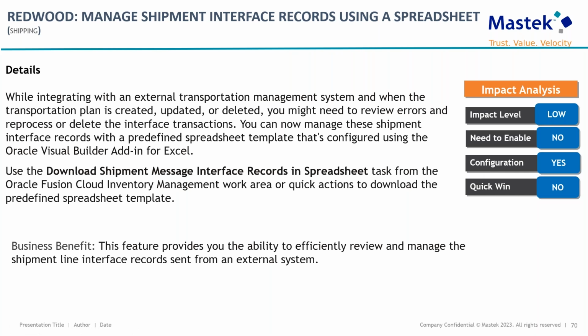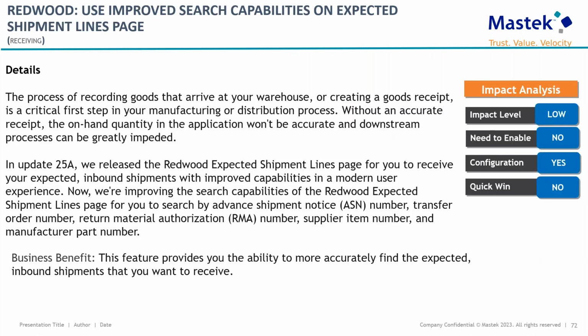That is it from the shipping side, I guess. Let's move on to the receiving area. The first new feature we have within receiving in 25B is use improved search capabilities on expected shipment pages.